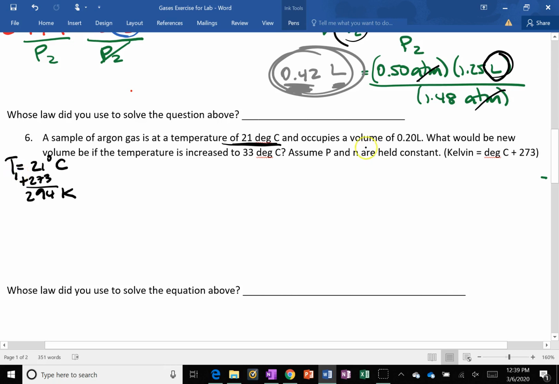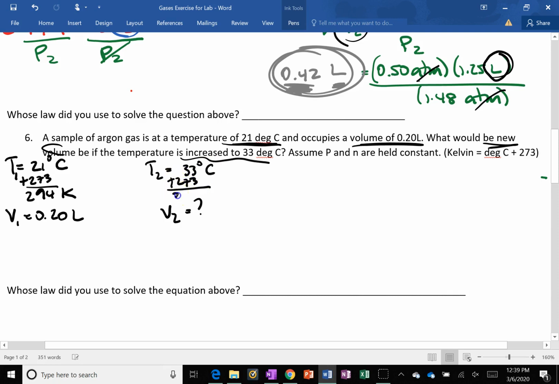So that's T1. And it occupies a volume, V1, of 0.20 liters. What would be the new volume? So the new volume implies that V2 is what we don't know. If the temperature is increased to 33, so our final temperature is 33 degrees C, convert that to Kelvin. So that gives 306 Kelvin. And we're told here that the pressure and amount are constant. So that means we're going to use V1 over T1 equals V2 over T2.